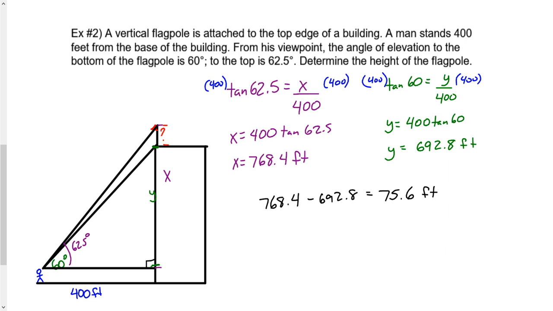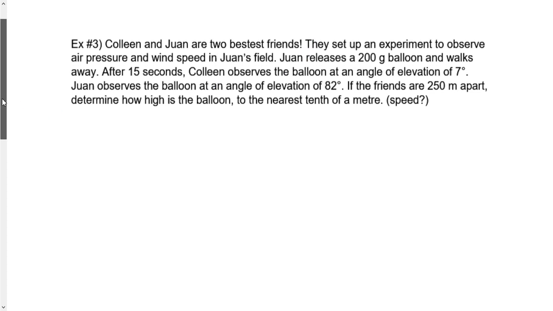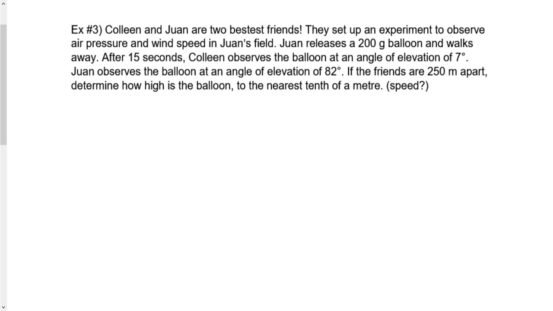One final example. Colleen and Juan are the two bestest friends. They set up an experiment to observe air pressure and wind speed in Juan's field. Juan releases a 200-gram balloon and walks away. After 15 seconds, Colleen observes the balloon at an angle of elevation of 7 degrees. Juan observes the balloon at an angle of elevation of 82 degrees. If the friends are 250 meters apart, determine how high is the balloon to the nearest tenth of a meter. Now I have a note about speed, but we'll talk about that after.